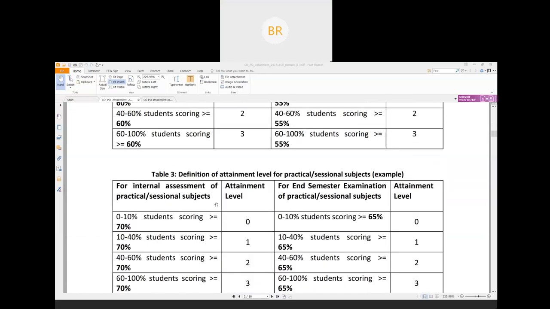Sir, referring to table 3, each time you have mentioned 0 to 10% of students scoring greater than or equal to 70%. So every time we are mentioning 70% only. I understand that it is 10% of the whole class who are getting more than 70%. But every time we are repeating it, 10 to 40% of the students are scoring.